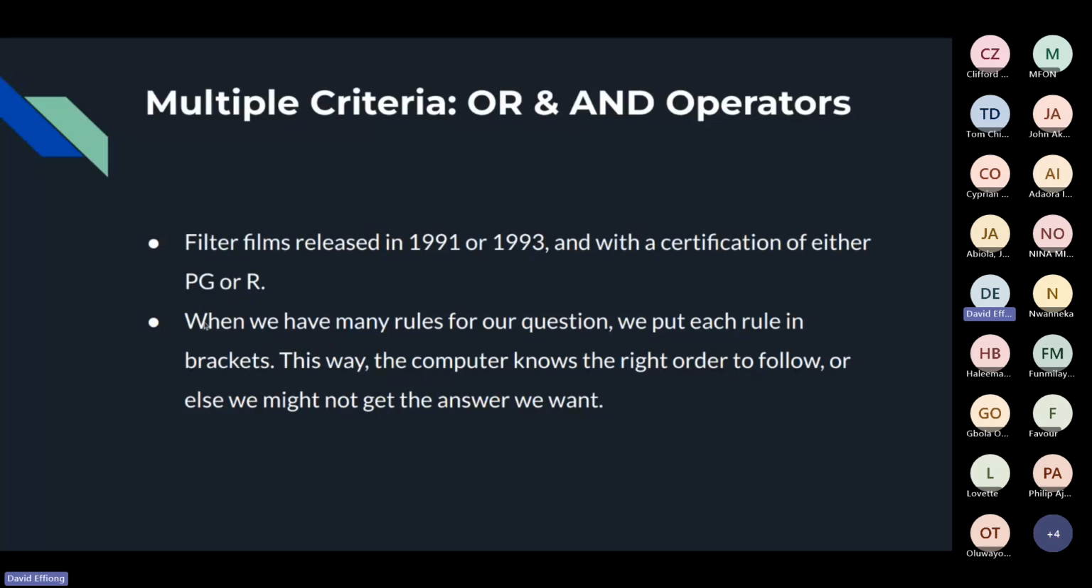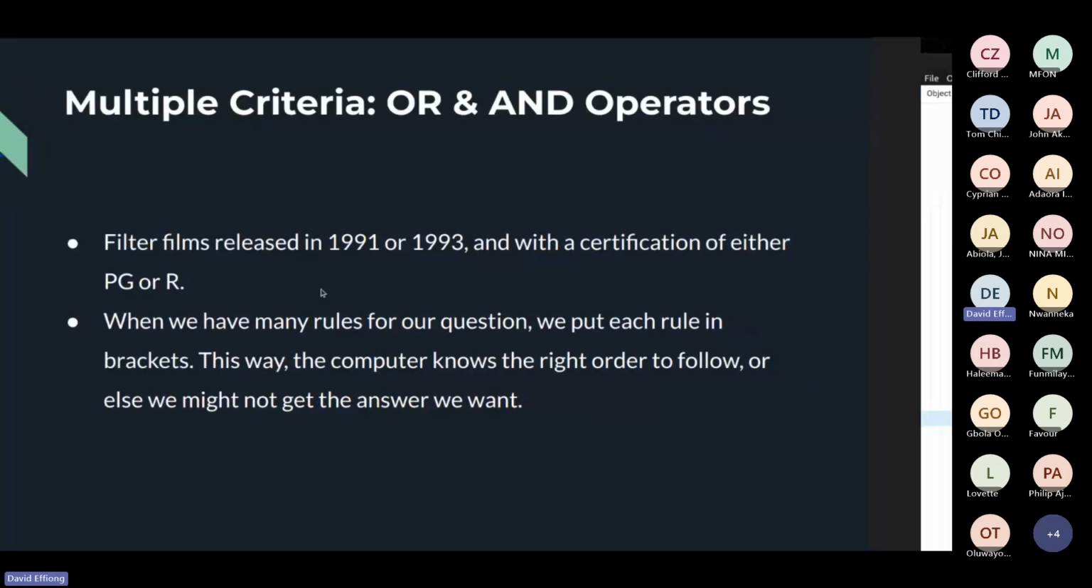Okay, so here's the pointer. When we have many rules for our question, we put each rule in brackets. This way, the computer knows the right order to follow, or else we may not get the answer we want. So in this case, it's better to group it in brackets. The first condition is that you should filter the films released in 1991 or 1993. Then the second condition is AND the certification of either PG or R. Best way to understand this is just to do it.